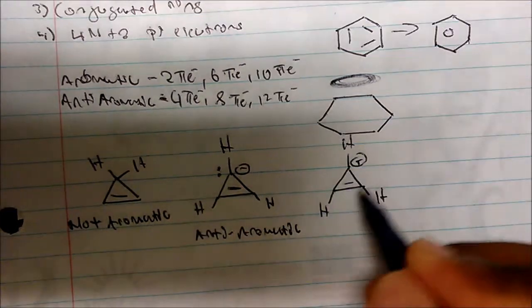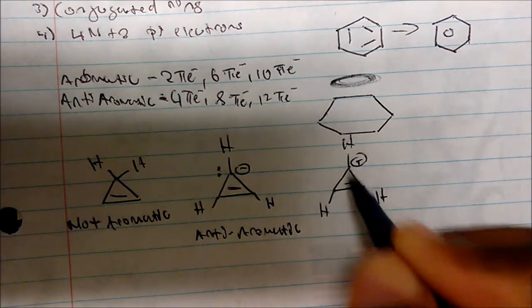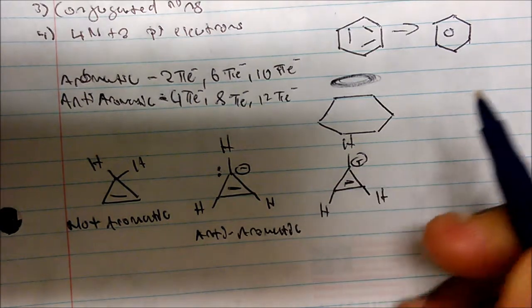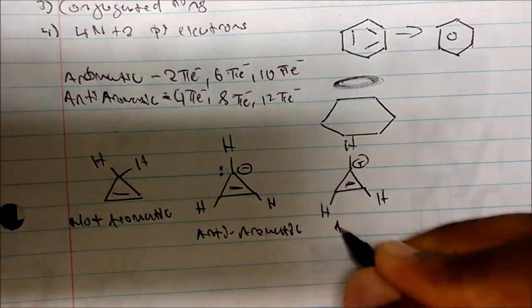Okay, now what about this one? Well, it's flat, right? These are all sp2 carbons. I have 2 pi electrons. I have a plus charge here, which means that my carbon is now sp2, has 2 pi electrons, so this is aromatic.